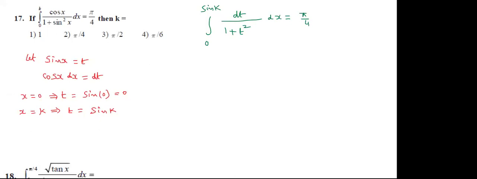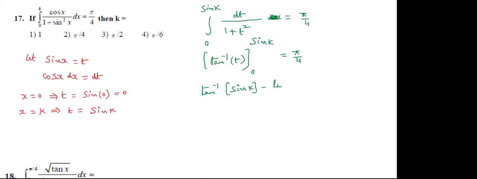Next, how to do this? Integration 1 by 1 plus x square dx means what? Integration 1 by 1 plus x square dx, tan inverse x or not? So this is tan inverse of t, limits 0 to sine k, that is equal to pi by 4. Now substitute the limits. Tan inverse of sine k minus tan inverse of 0. Tan inverse of 0 is 0. That is equal to pi by 4.